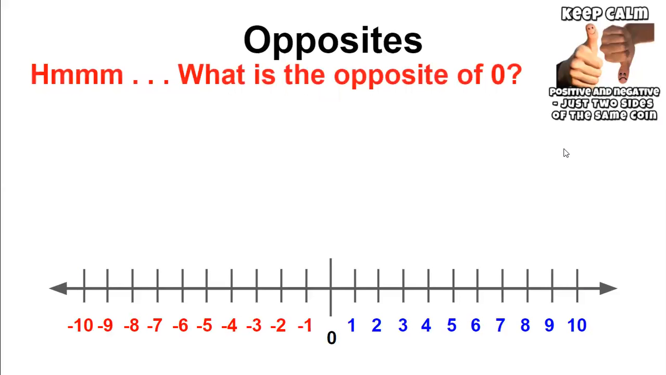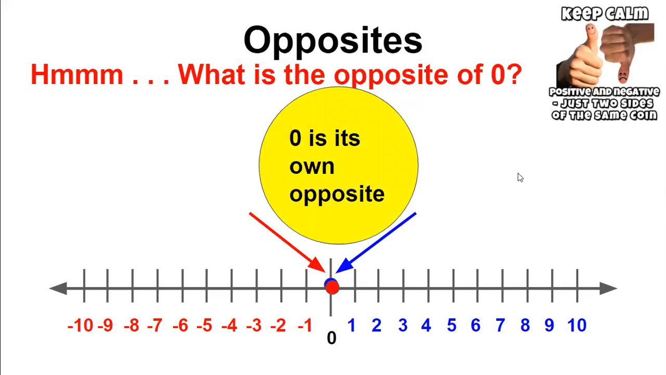More about opposites. What is the opposite of 0? Think about that one for a second. What is the opposite of 0? Remember the definition. Opposites are the same distance from 0 on either side of 0, but 0 is right in the middle. Well, there's 0 from the left, and there's 0 from the right.